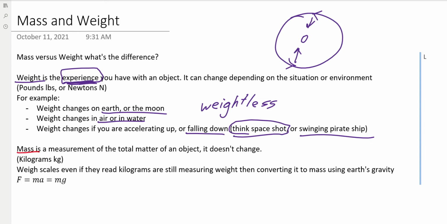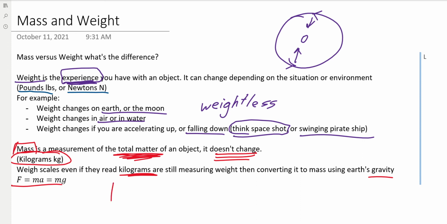Whereas mass is a measurement of the total matter of an object. It is what it is, and it never changes. So we measure that in kilograms, okay? Mass is measured in kilograms, whereas weight is pounds or newtons. Okay, but mass is kilograms. Weigh scales, if they read kilograms, they're actually measuring weight, because you can't really measure the kilograms directly. You can measure the weight, and then they convert it to mass using Earth's gravity and using the formula here.